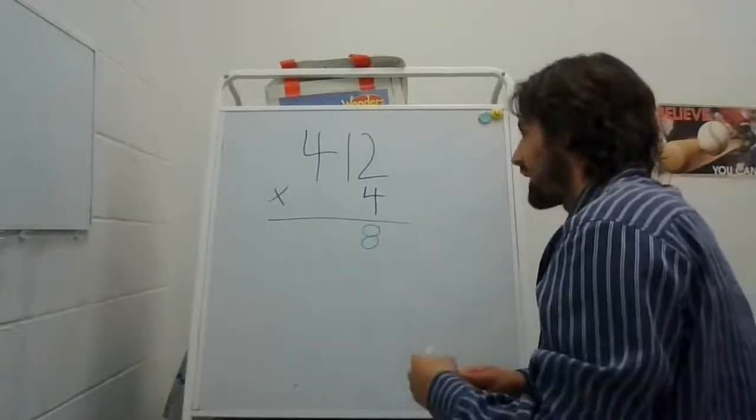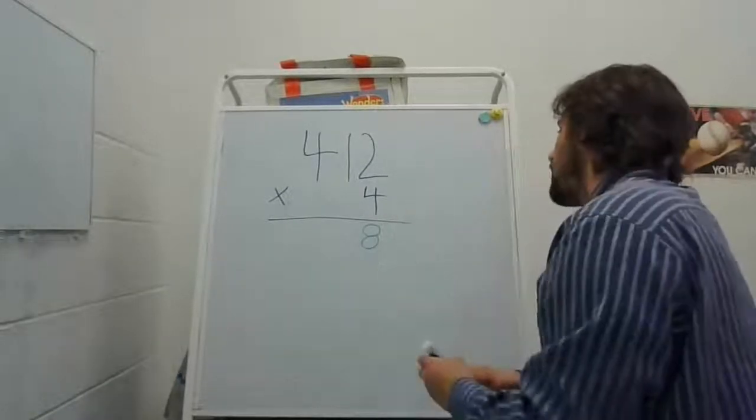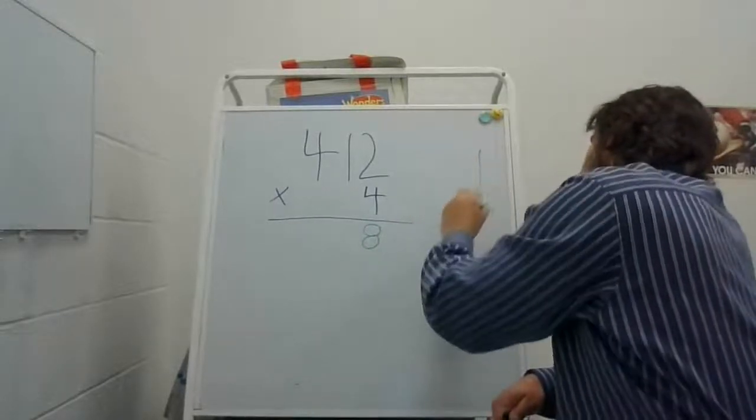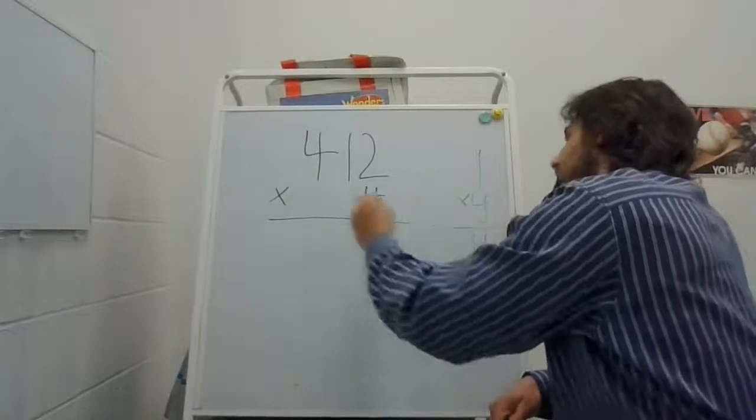All right, so now the next thing we have to do, we got to multiply 1 times 4. Any number times 1 is the number itself, so 1 times 4 equals 4.